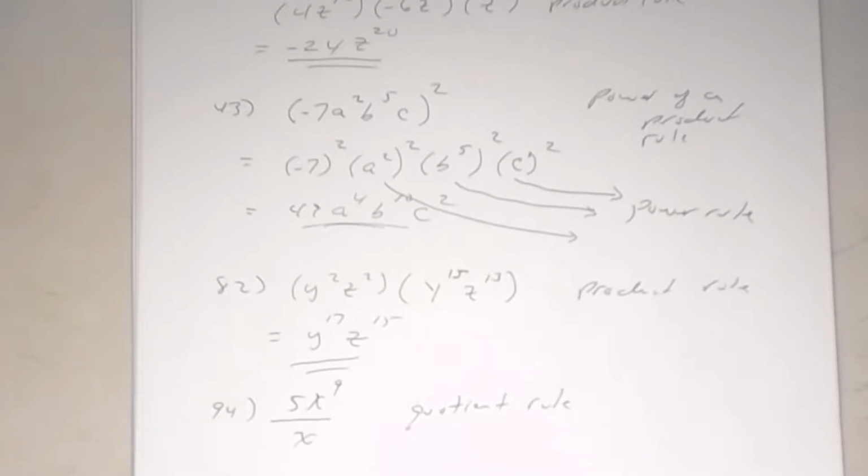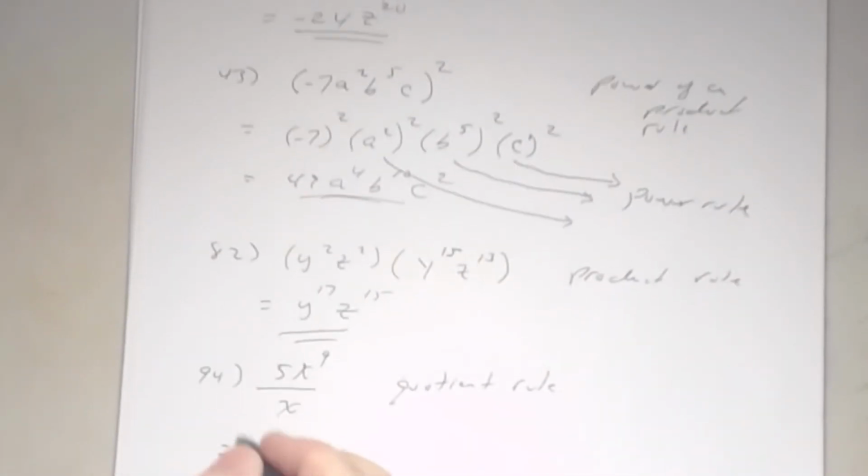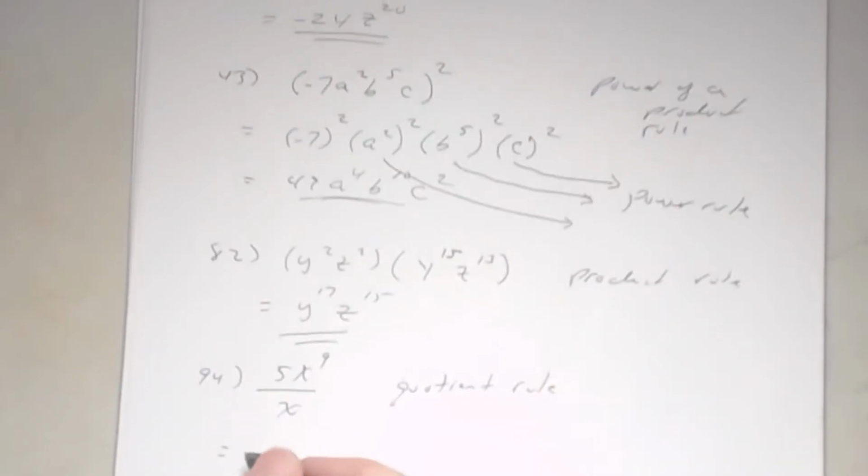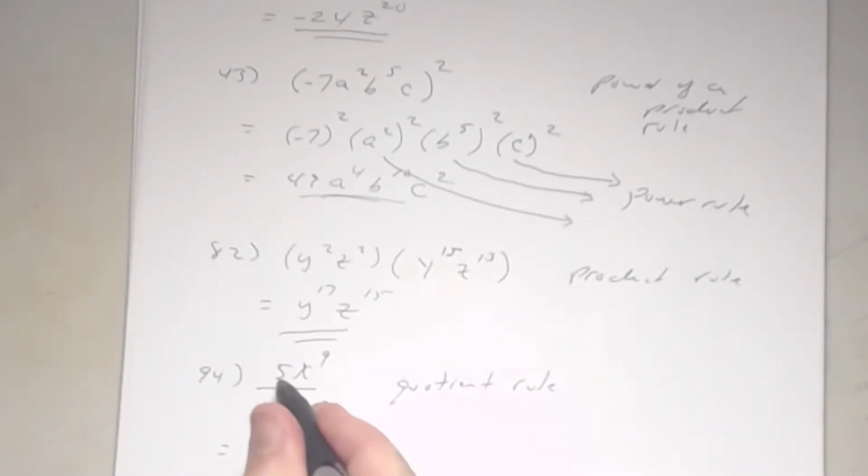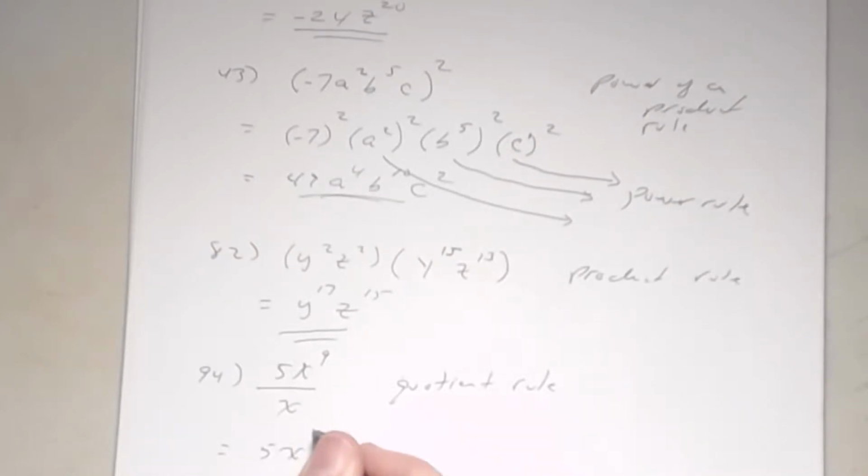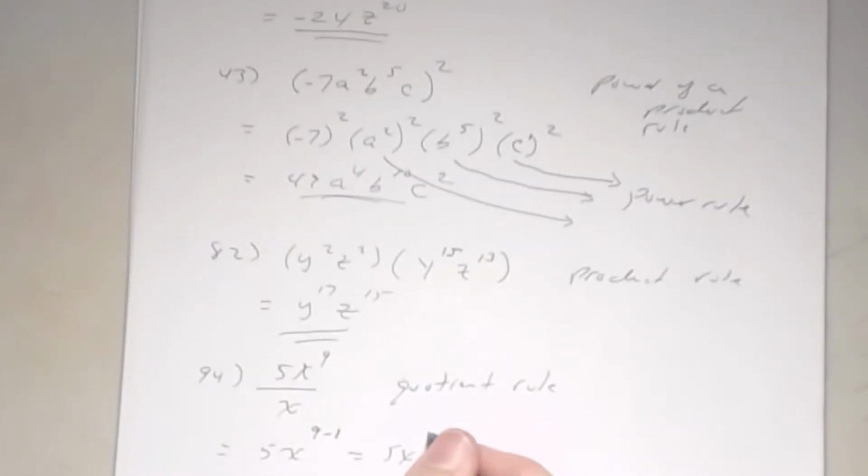You subtract them. So that next step, if you want to do the work, of course you can just tell me the answer, but if you want to do the work, you'd say 5x to the 9 minus 1, which is 5x to the 8th power. All right, there's 94. All right, and the next one.